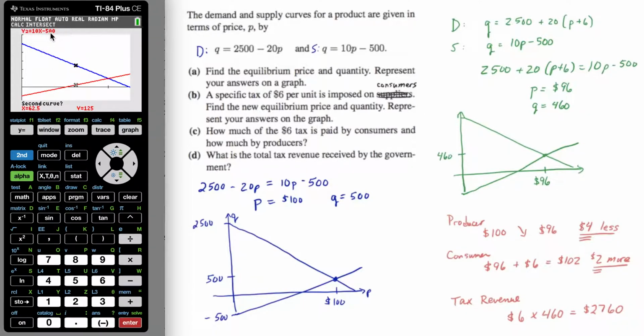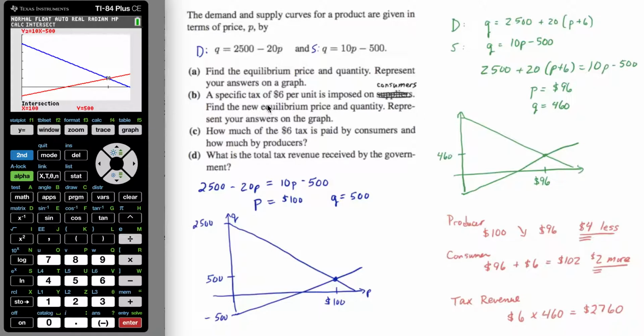Now the supply function appears, so press enter. And then for a guess, just press enter. It will lock in the point of intersection. X equal 100, that's the price, $100, and Y equals 500, that's the number of units.